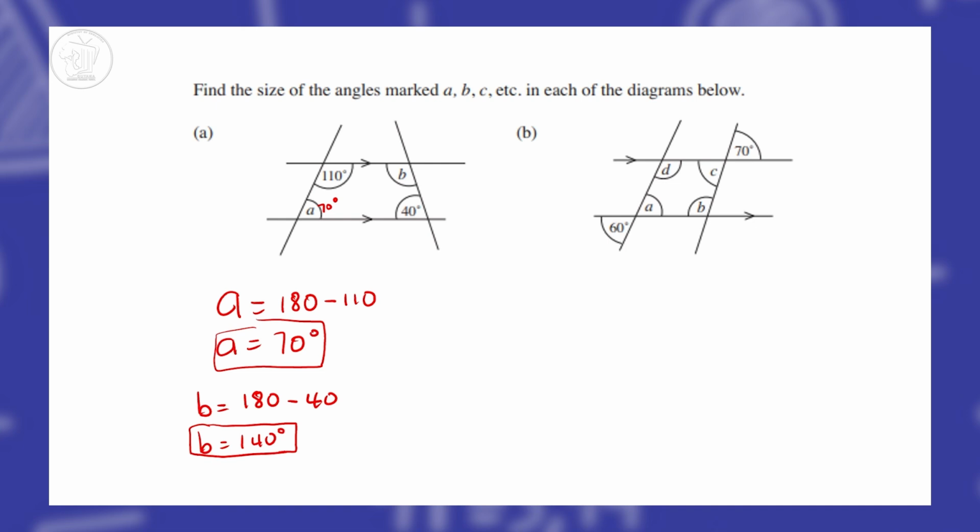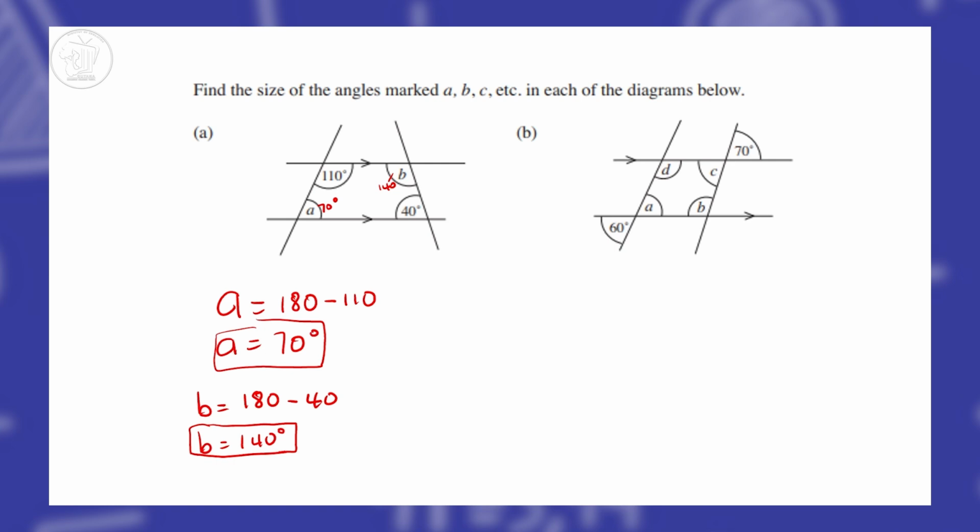One thing we can do to check: we know here is 140. Let's add up all of the angles inside this shape. Because it's a four-sided shape, we should get 360 degrees as the sum. So we'll have 110 plus 140 plus 40 plus 70, and we will get 360 degrees. So we are correct.